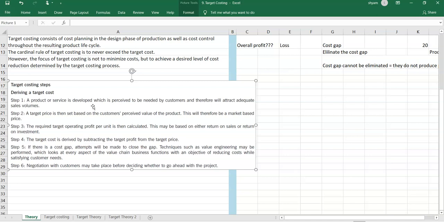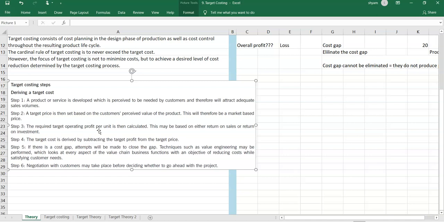A product or service is developed which is perceived to be needed by customers and therefore will attract adequate volumes. So first, even before developing a product, we should know whether that product will attract a particular customer segment, and whether they will pay money for that and how many of them will pay for it. A target price is then set based on the customer's perceived value of the product. This will therefore be a market-based price. So then we ask the customer what price they will be willing to pay.